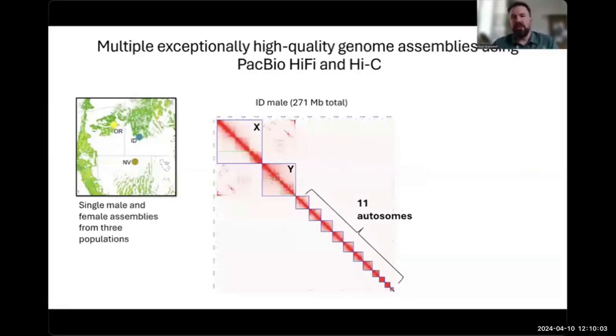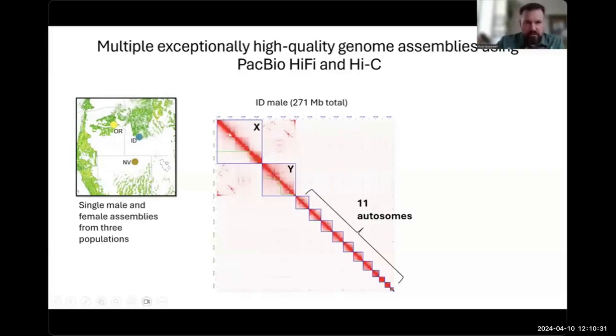So we have been doing, like many people, PacBio HiFi and Hi-C sequencing, doing single males and single females from these populations to get very high quality assemblies of the autosomes and the sex chromosomes for comparative purposes. And what I'm showing you here is a Hi-C contact map. You can see the 11 autosomes, which are shown here. We then have the X chromosome, which is shown here. And then we have the Y chromosome.